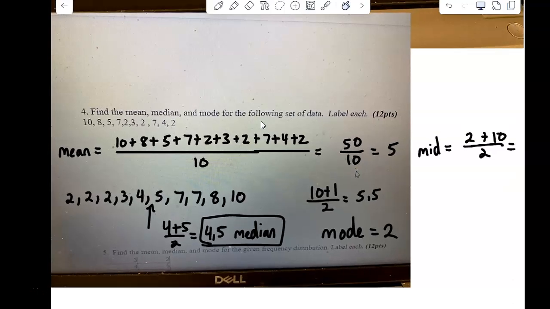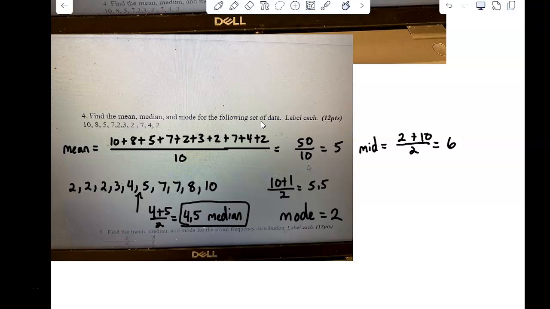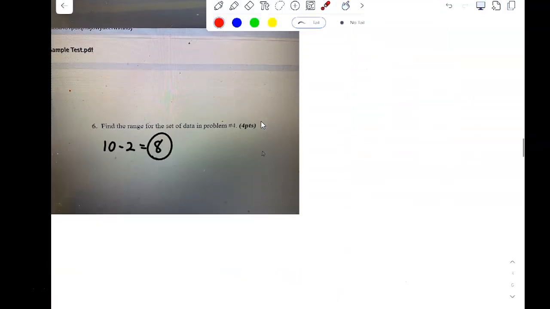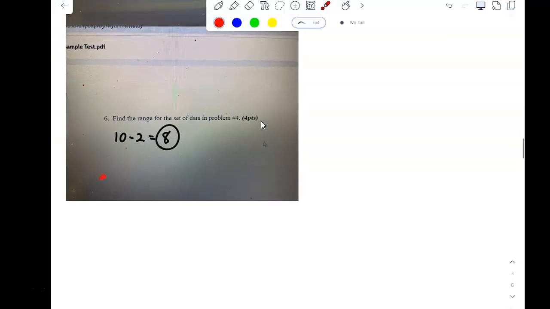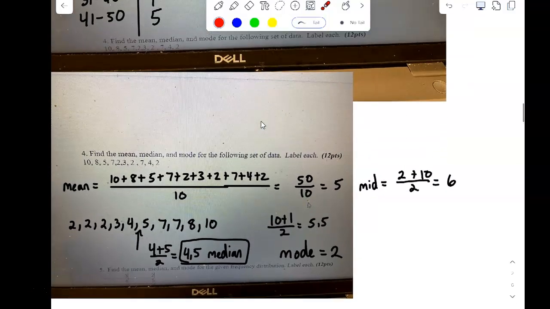Remember, the mid-range is just the average of the two. Please be careful not to confuse mid-range with the actual range. Range, we subtract the two. Mid-range, we average the two, high and low. Careful with that.